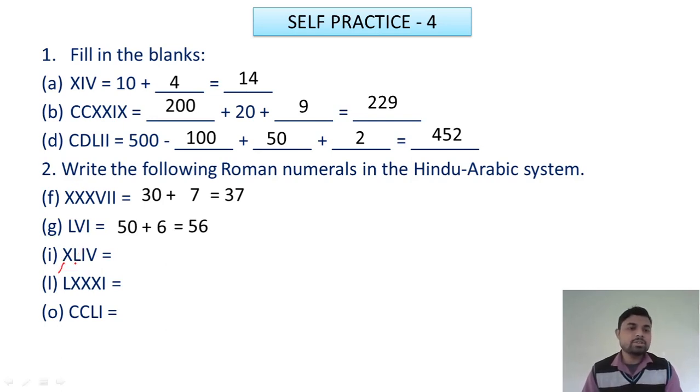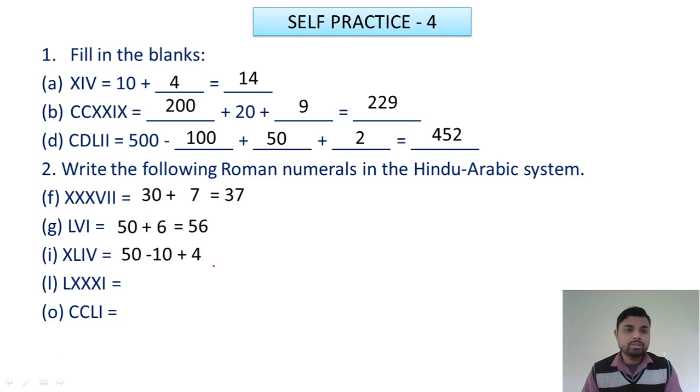Here X is on the left side of L. L is larger, X is smaller, so we will do subtraction. So L means 50, X means 10. So 50 minus 10, 40. And IV means 4. Okay. So XL means what? 40. Keep in your mind. XL means 40.